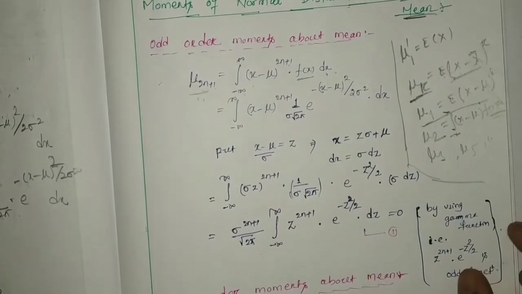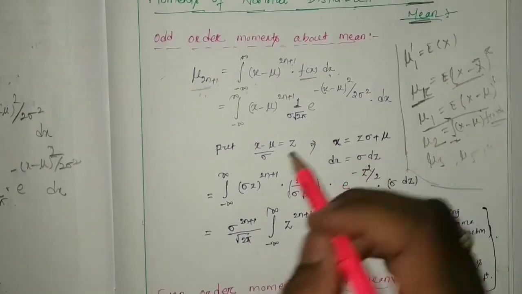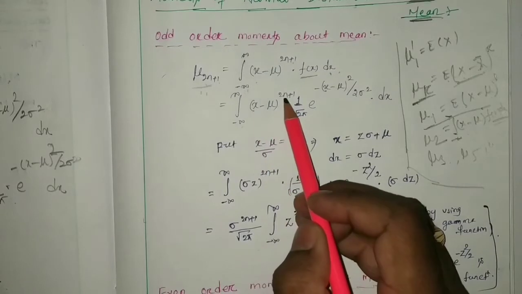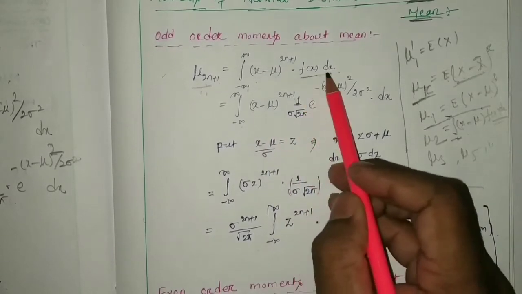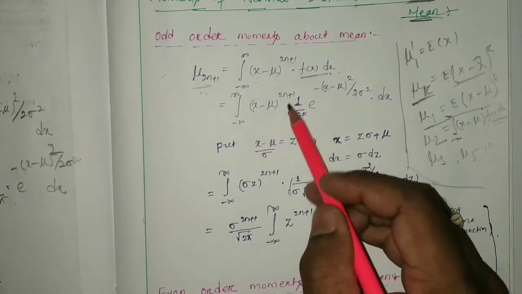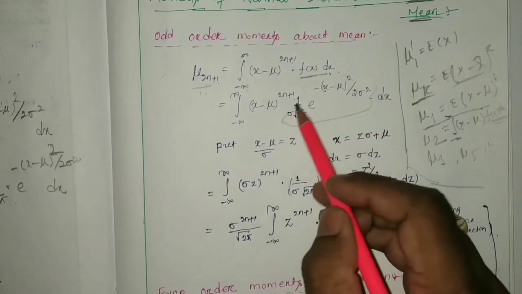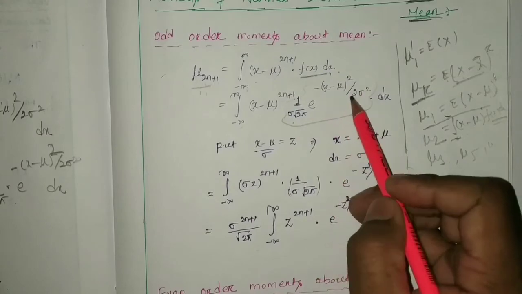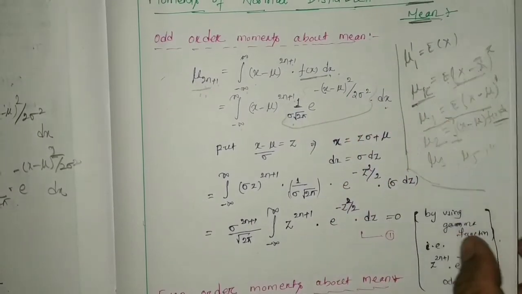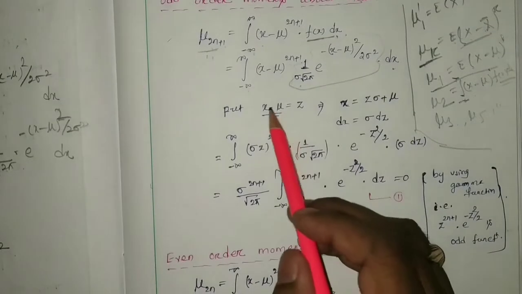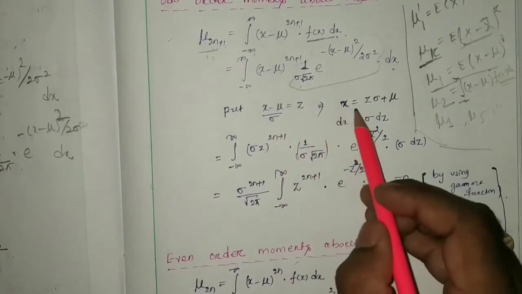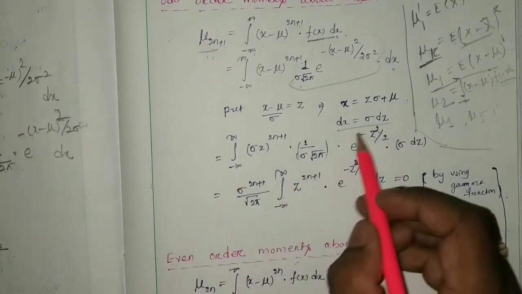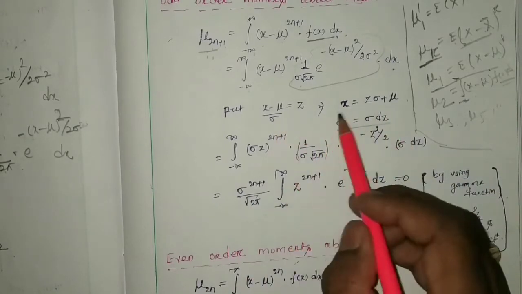right? Now a simple derivation is there, minus infinity to plus infinity. Here you can see x minus mu to the power 2n plus 1, and the fx or pdf of the normal distribution is nothing but this much, 1 by sigma root 2 pi e to the minus x minus mu whole square by 2 sigma square into dx, right? So now we consider x minus mu by sigma equal to z, x equal to z sigma plus mu, dx equal to sigma into dz. We have to substitute these values.